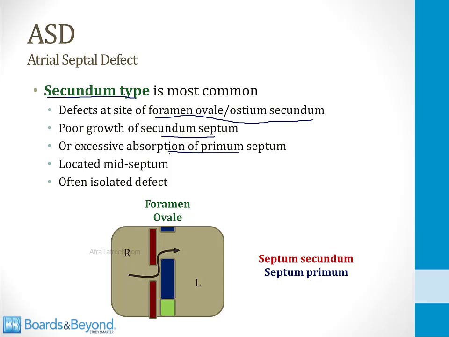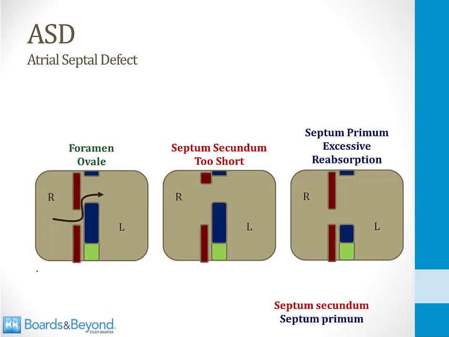These defects are located in the middle of the wall. In other words, they are mid-septum, and they often occur as isolated defects, meaning they do not generally occur in conjunction with other forms of congenital heart disease. Shown on the left side of the screen here is my own cartoon of the foramen ovale. I discussed this structure in detail in the video on cardiac embryology.